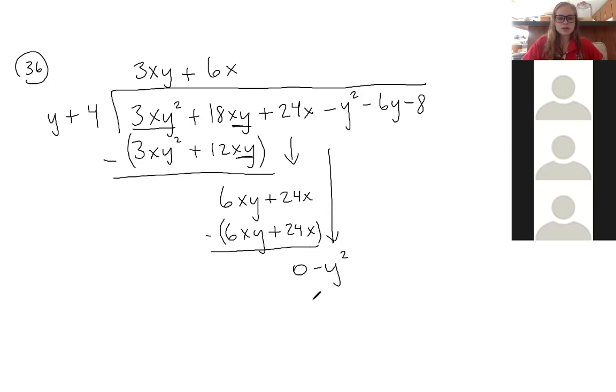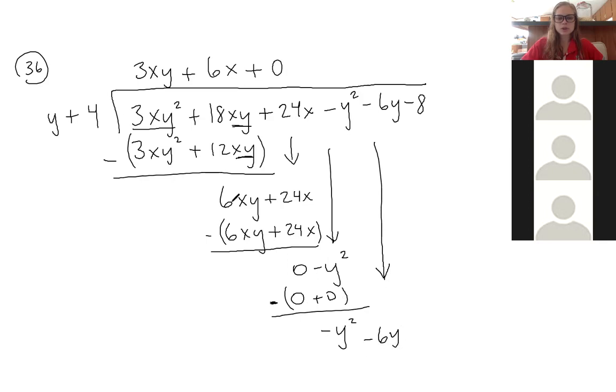All right, well, let's see here. So what times y will get you 0? Well, that's just 0. So 0 times y is 0. 0 times 4 is 0. Subtract these. So 0 minus 0 is 0. Negative y squared minus 0, well, that's just negative y squared. Let's bring down our negative 6y.